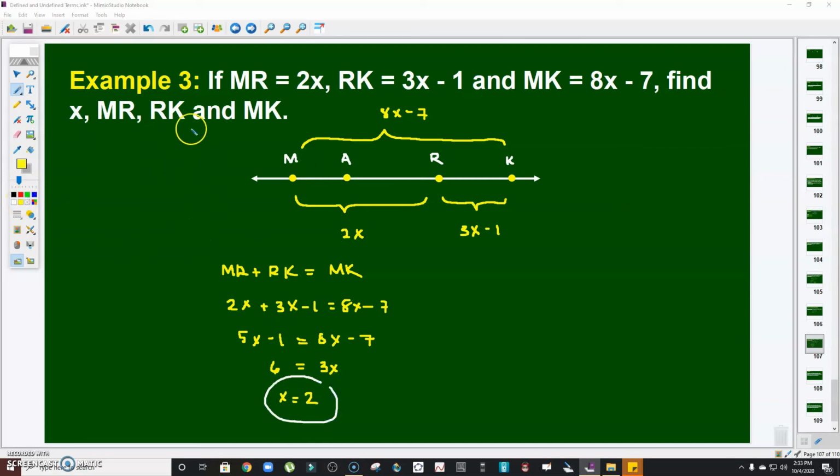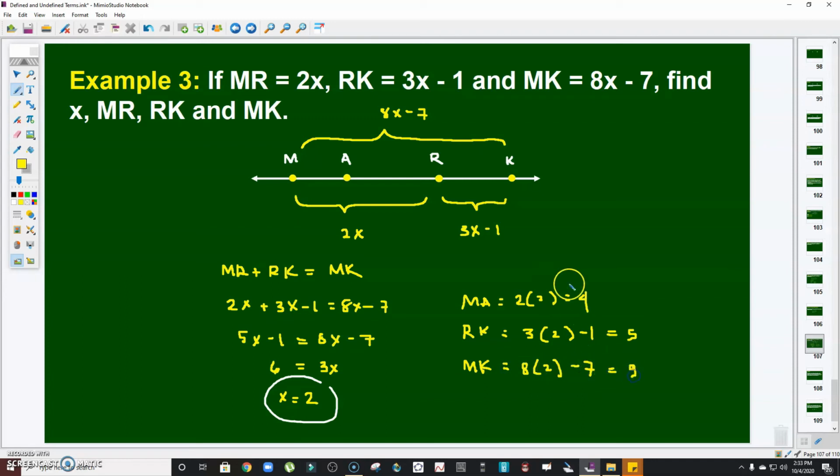Alright, how about MR, RK, and MK? All we have to do is plug in 2 for all x here. So our MR is 2 times 2, that will be 4. Our RK is 3 times 2 minus 1, so that is 5. And lastly, our MK here is 8 times 2 minus 7, so that's 16 minus 7, that is 9. And clearly, 4 plus 5 is equal to 9. So therefore, our answer is correct.